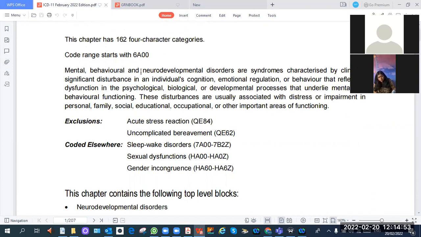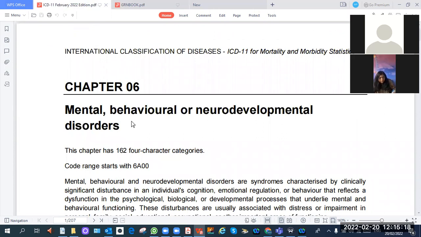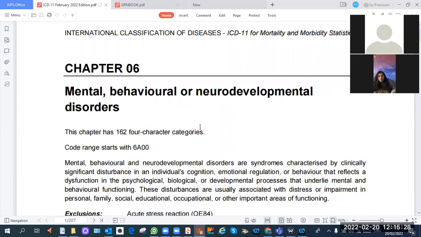We are now in chapter number 6. Chapter 6 is mental and behavioral disorders. All other chapters are something else. So here it is QE84, acute stress reaction. It is not in chapter 6, although it is in the classification. And this is chapter 6. This PDF is only for chapter 6, which is mental and behavioral disorders. And when we go to the footer, I will show you what else it is.